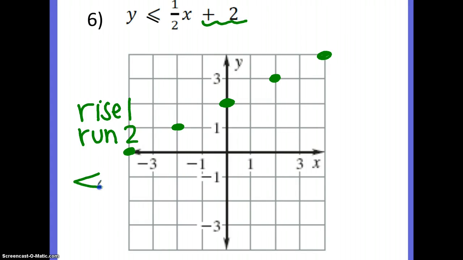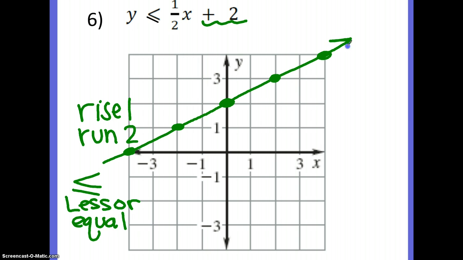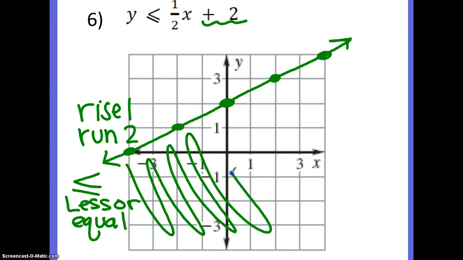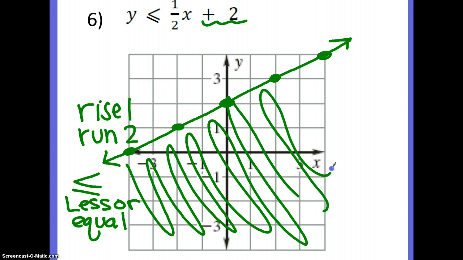And then it says that it's less or equal. Less or equal means we do want to include the line. We want to equal to these points. So to show that, we draw a solid line, not dashed. And less than is below. And again, if you want to put one hand on one side, one hand on the other, below is going to be the hand lower, which is going to be this one, this side of the line here.